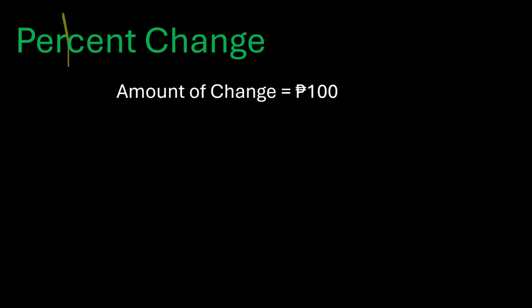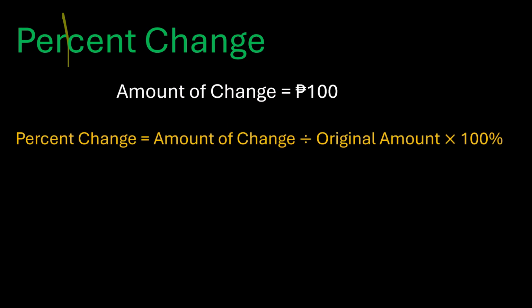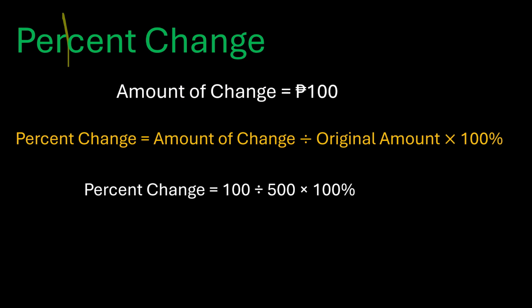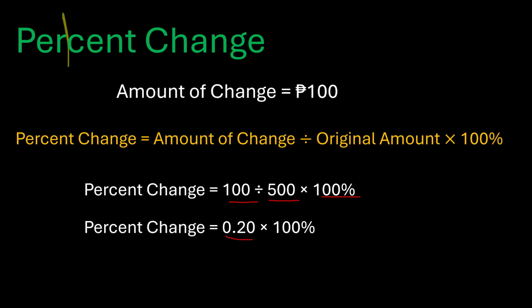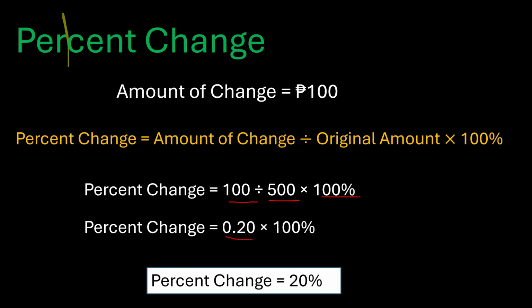Now substitute the values into the percent change formula. Percent change equals amount of change divided by original amount times 100%. Percent change equals 100 pesos divided by 500 pesos times 100%. Percent change equals 0.20 times 100%. Percent change equals 20%. Therefore, the percent change is 20%. This means that the allowance changed by an amount equal to 20% of its original value.